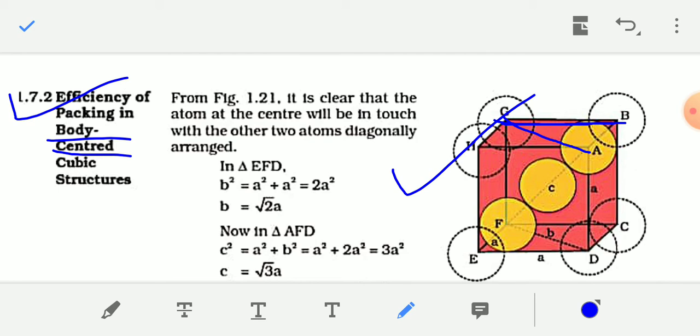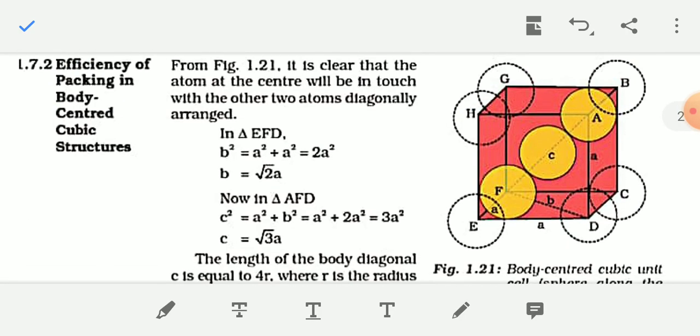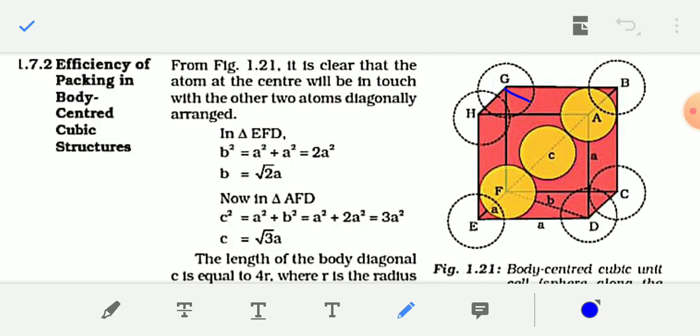In case of body centered cubic unit cell, particles are attached along the body diagonal of the unit cell. According to this picture, the face diagonals are AG or BH, while the body diagonal is AF, not AE. AF is the body diagonal, and in body centered cubic unit cell, the particles are attached along the body diagonal.